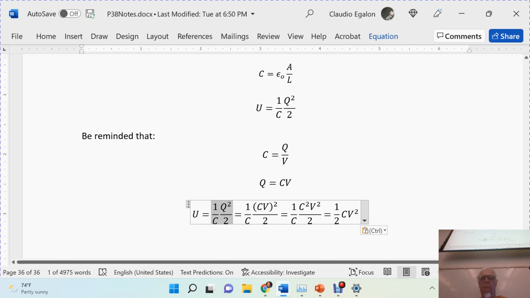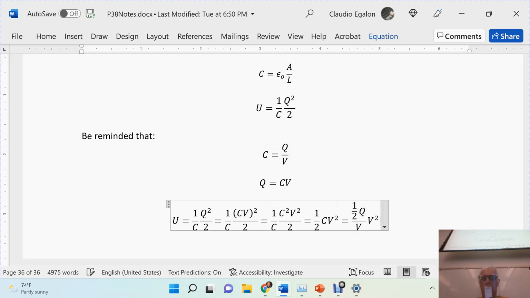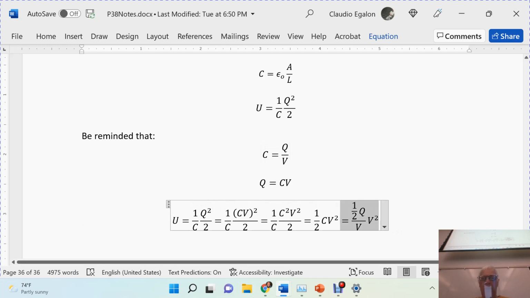Can you get another relation? Let's see. I wrote that down in terms of Q. Let me see. Let's substitute the C now. C is Q over V. Let's put the C right in now. Let's see if we can get something. Using the relation for C, the very definition of capacitance. Here you go. The very definition of capacitance, Q over V.